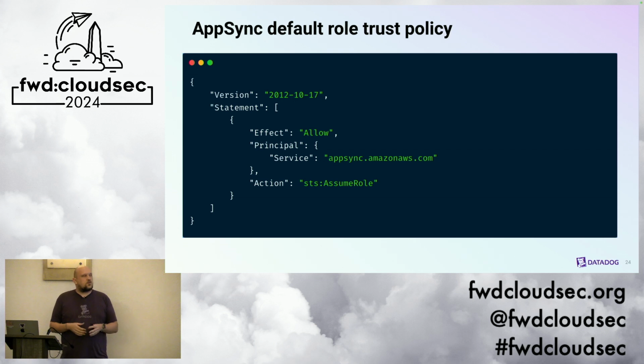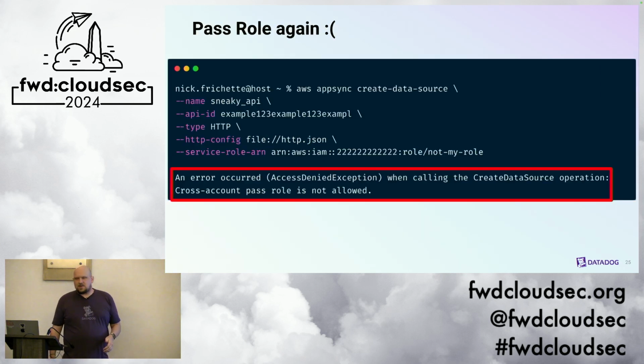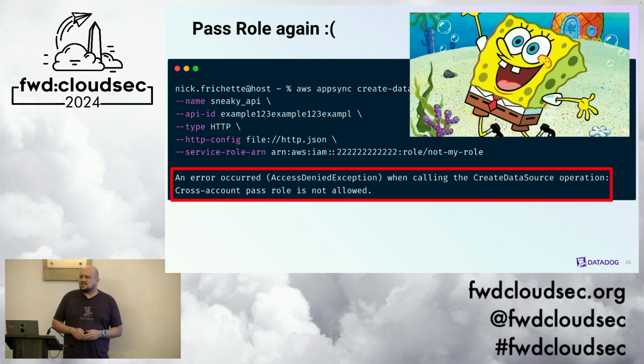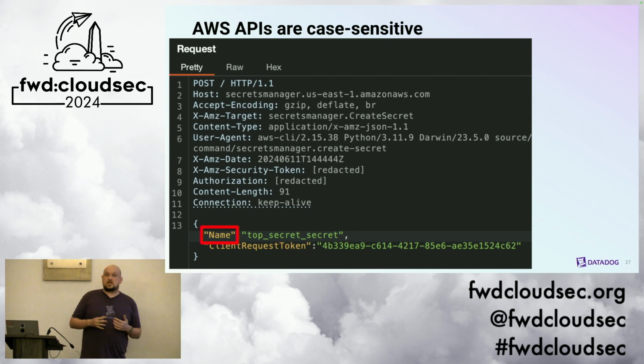Now, like we've seen before, the default trust policy for AppSync is just tied back to the AppSync service. And similarly to what we saw before, if you try and pass a role to somebody else's AWS account, once again, access denied, cross-account pass role is not allowed. But this time, we have a way around it, through the power of SpongeBob. See, it's important to note that AWS APIs are case sensitive. What we mean by that is whenever you pass a parameter to the AWS API, it expects it in a very particular casing and naming convention.